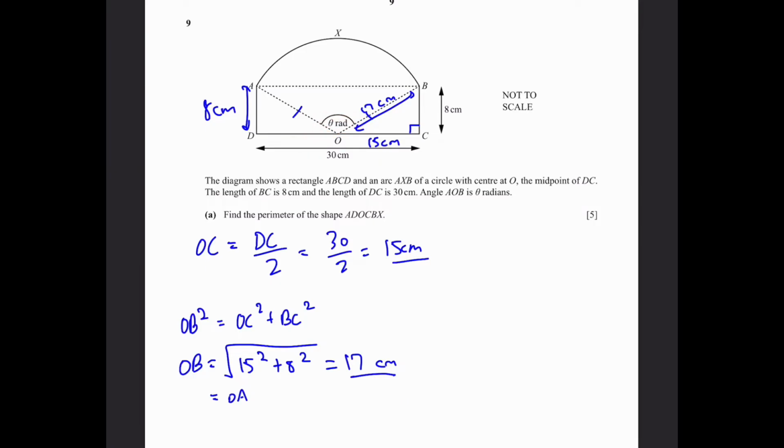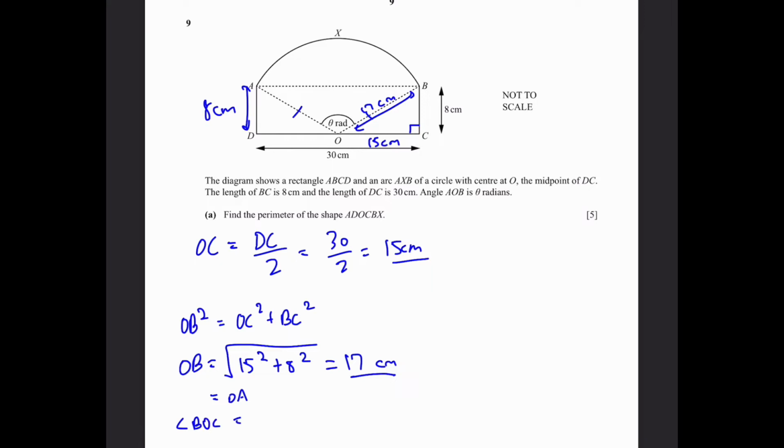The second way is, because we know this side length 30, and then we know that both of these are 17 centimeters, we can use the cosine rule to find this angle. I shall be using the way by finding this angle and this one, but you can use cosine rule as well. Let's find the angle BOC, that's what we want.